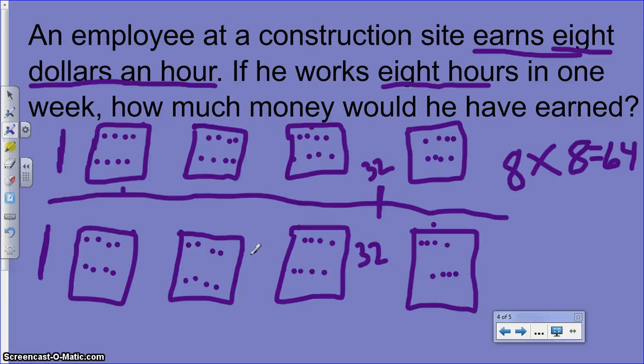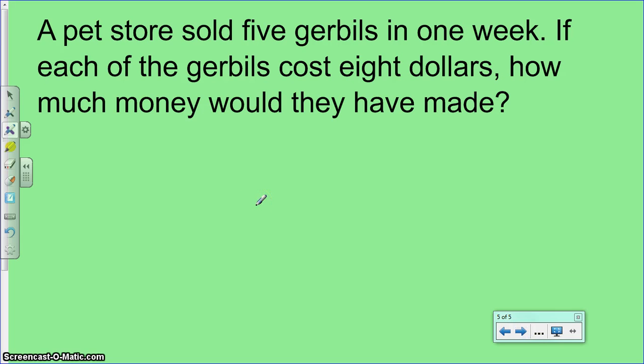Alright, so going back here, again, this guy worked 8 hours. Every hour, he earned $8. 8 times 8 equals 64, so he made $64 in that week. Alright, and here's our last one. A pet store sold 5 gerbils in 1 week. If each of the gerbils cost $8, how much money would they have made?